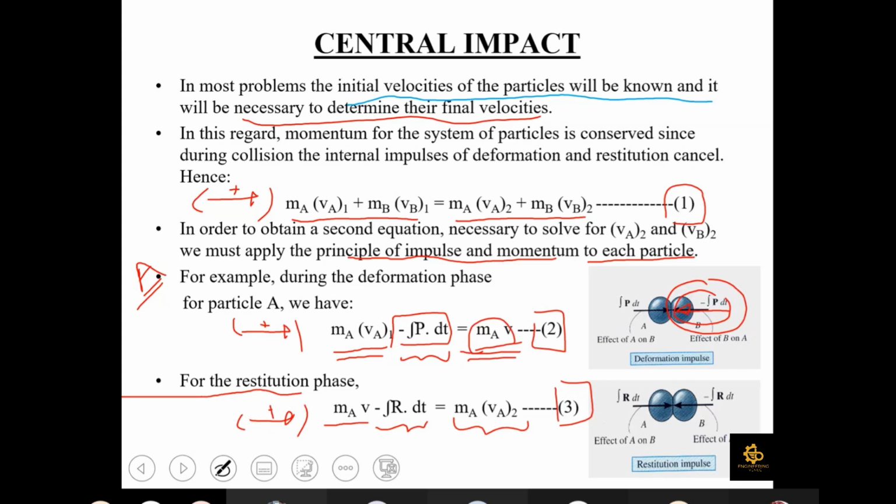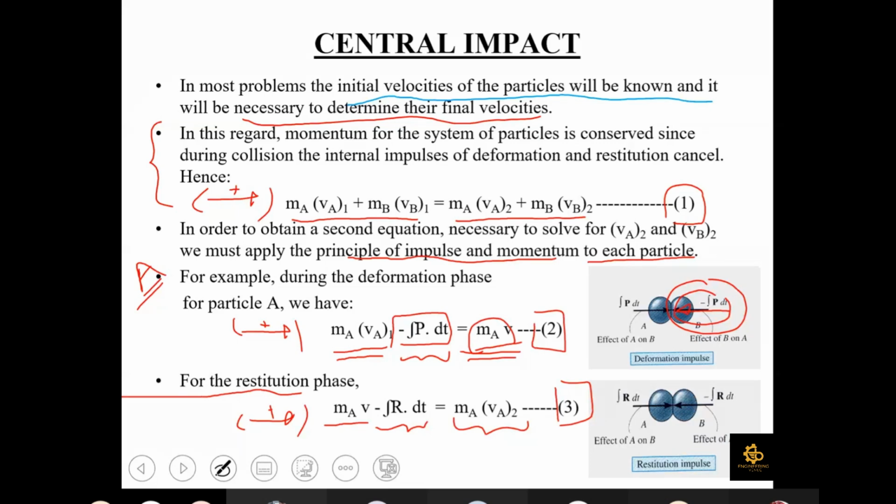In the very first step, I have considered particle A and particle B to be a system, and I have applied the conservation of momentum principle on this system along the line of impact, since there is no external impulsive force acting along the line of impact on this system. So the conservation of momentum principle is being applied.